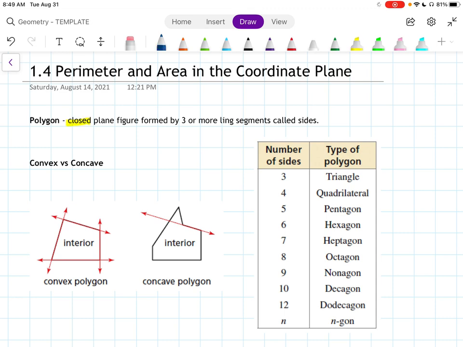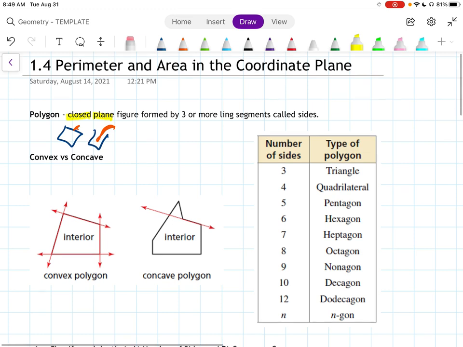Closed means closed, right? If it was just like that, it has an opening here, right? Whereas this one here, you can't get in. It's closed. Plane means flat, that you could draw it on a piece of paper. Whereas a 3D shape, while you can draw it on a piece of paper, it's not really a perfect representation of that 3D shape. So a closed plane figure, figure meaning shape, formed by three or more line segments called sides.